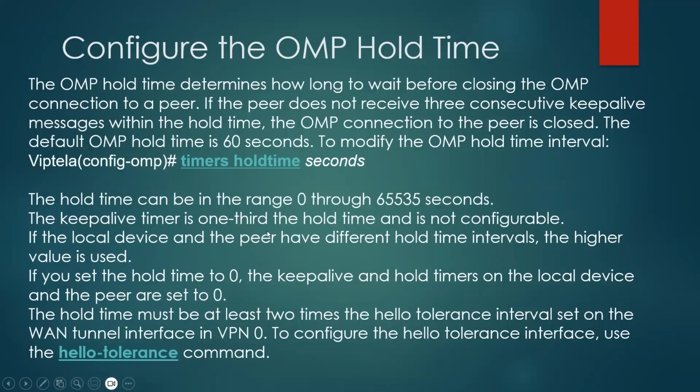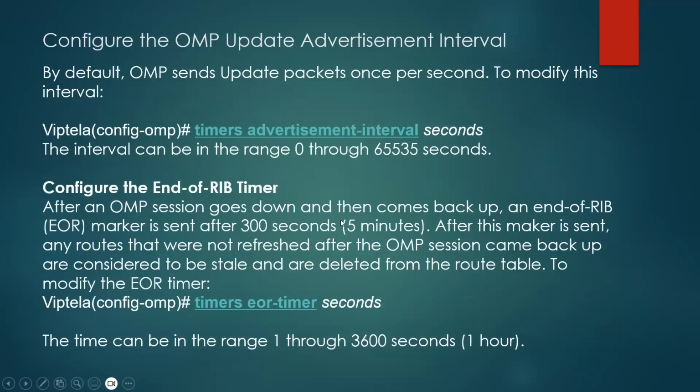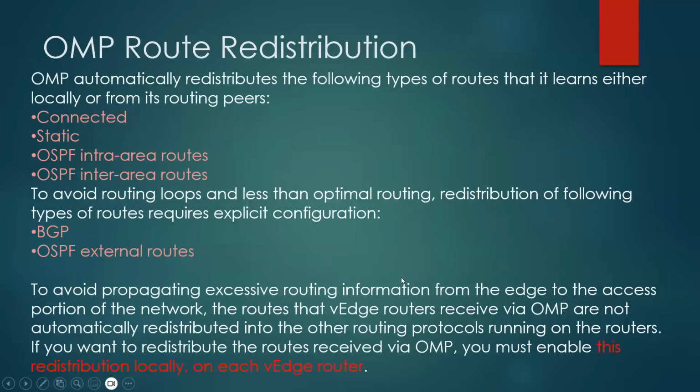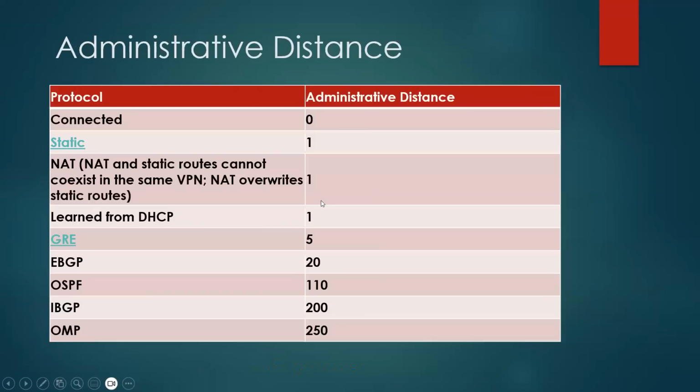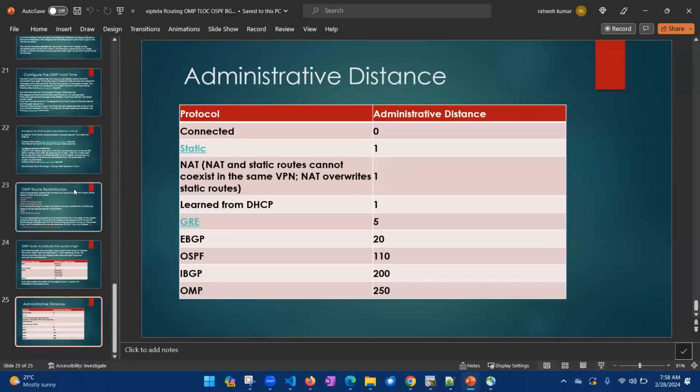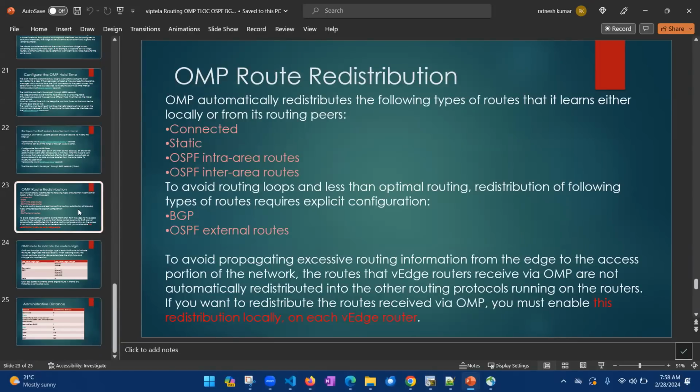Then all the protocols have their timers. Yes, OMP also has its hold-down timer of 60 seconds, and tolerance timers as well that you can go and set. There is the advertise timer and the end-of-RIB timer. So some timers and some distribution commands are there that you can have a look at. This is just for your reference. Later on, obviously, we have certain labs related to local policy. Within the local policy section, you will see a little bit more about redistribution.